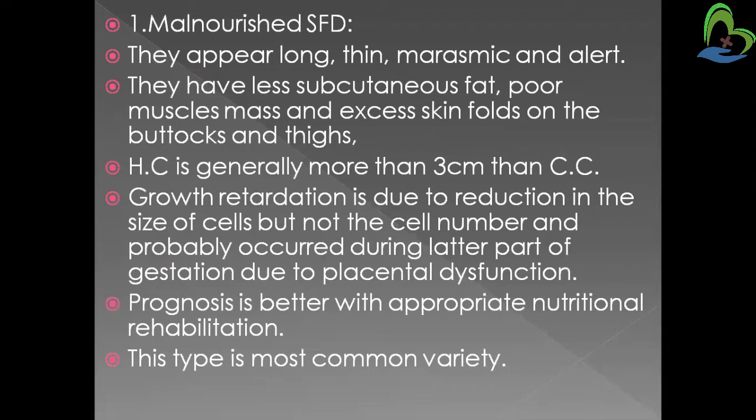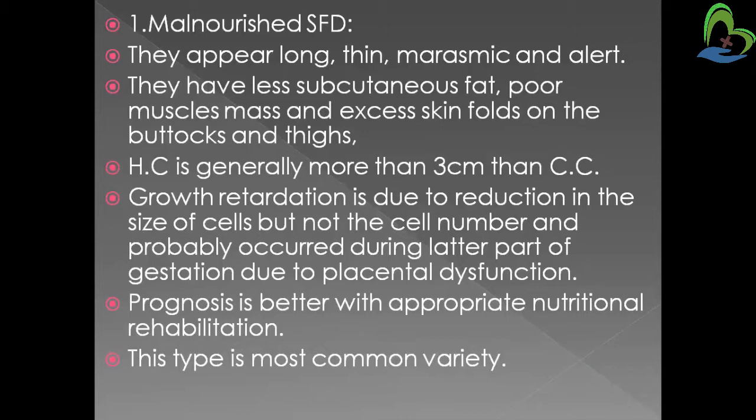Babies with malnourished SFD appear long, thin, marasmic and alert. They have less subcutaneous fat, their muscle mass is also poor, and excessive skin folds are present on their buttocks and thighs. Then HC, that is head circumference, is generally more than 3 centimeters greater than chest circumference. Here, head circumference is greater than chest circumference.